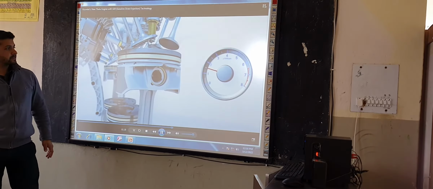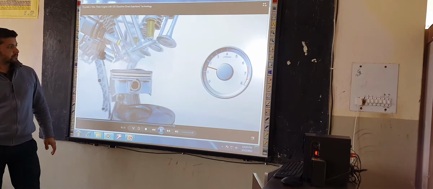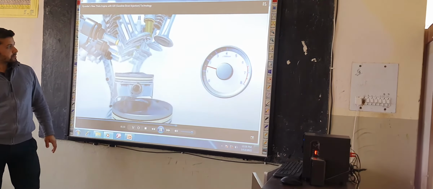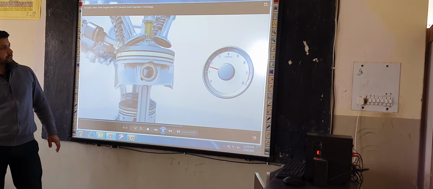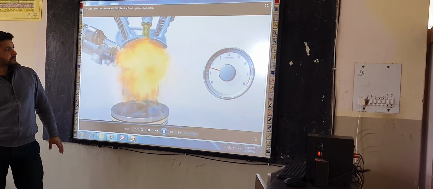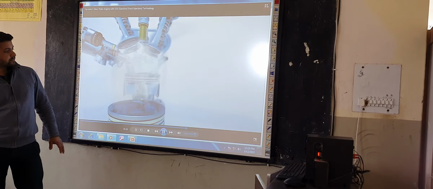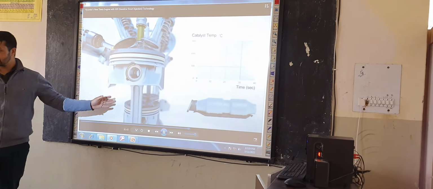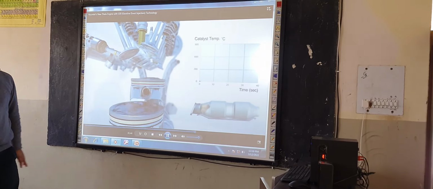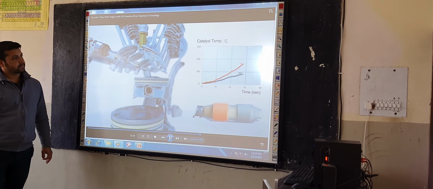The split injection helps to obtain a stable combustion, even with the late ignition to increase the exhaust energy. This increased exhaust energy lights up the catalyst faster by more than 50%. Is it clear? Understand? Thanks to the fast light-off, the exhaust emission is reduced.